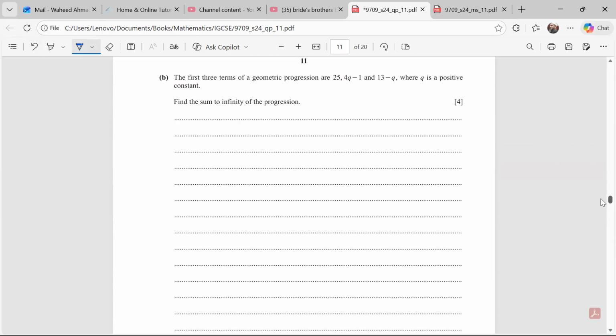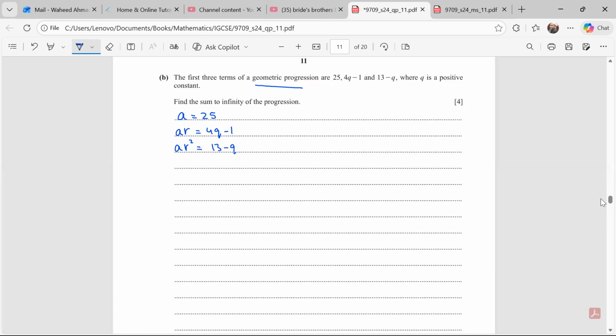Okay, now we have three terms of a geometric progression. This time we have the same terms, just using another variable, the symbol q instead of p, but it's the same term. So you see the first term a is 25. The second term of a geometric sequence is AR, remember? And that is given as 4q minus 1. And the third term is AR square, and that is given as 13 minus q.